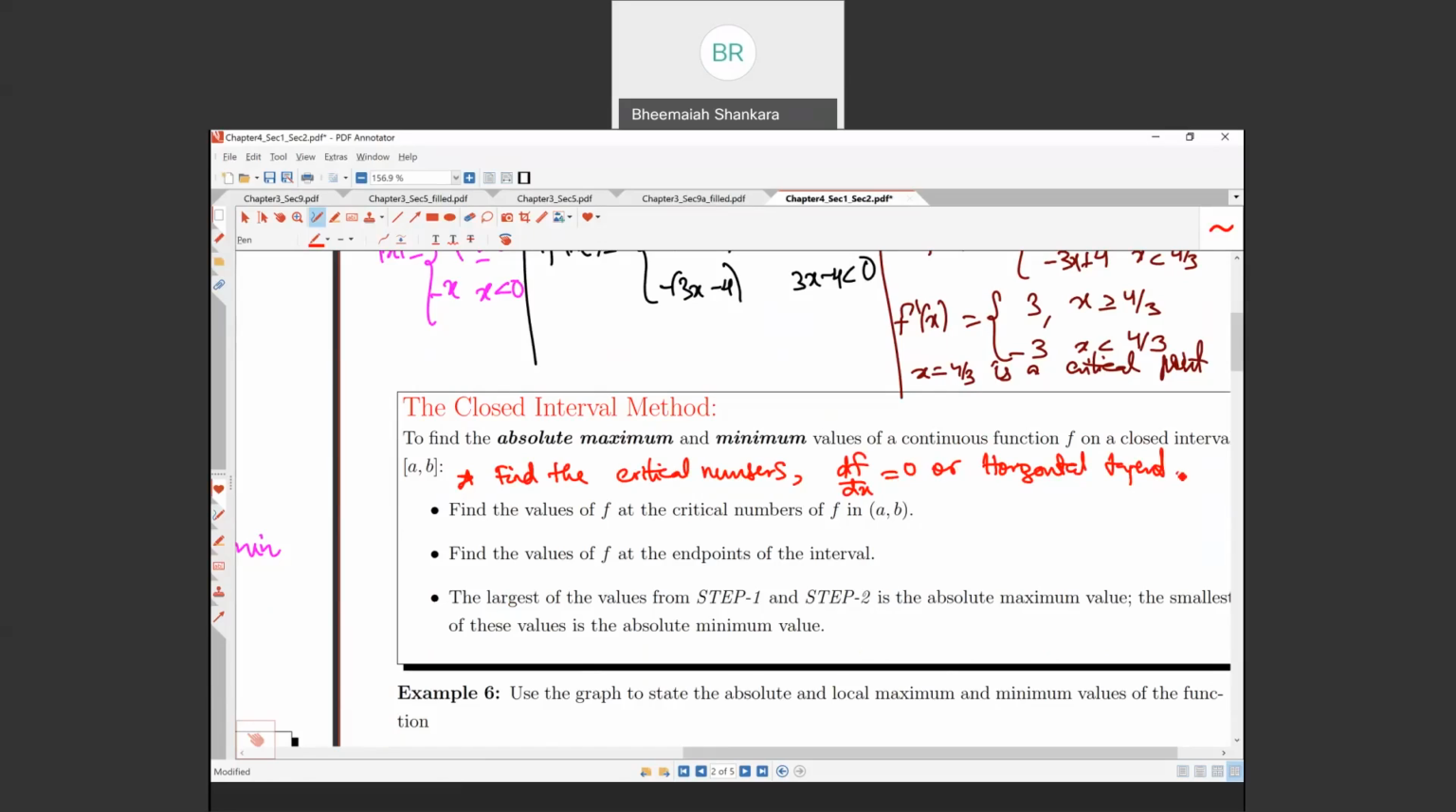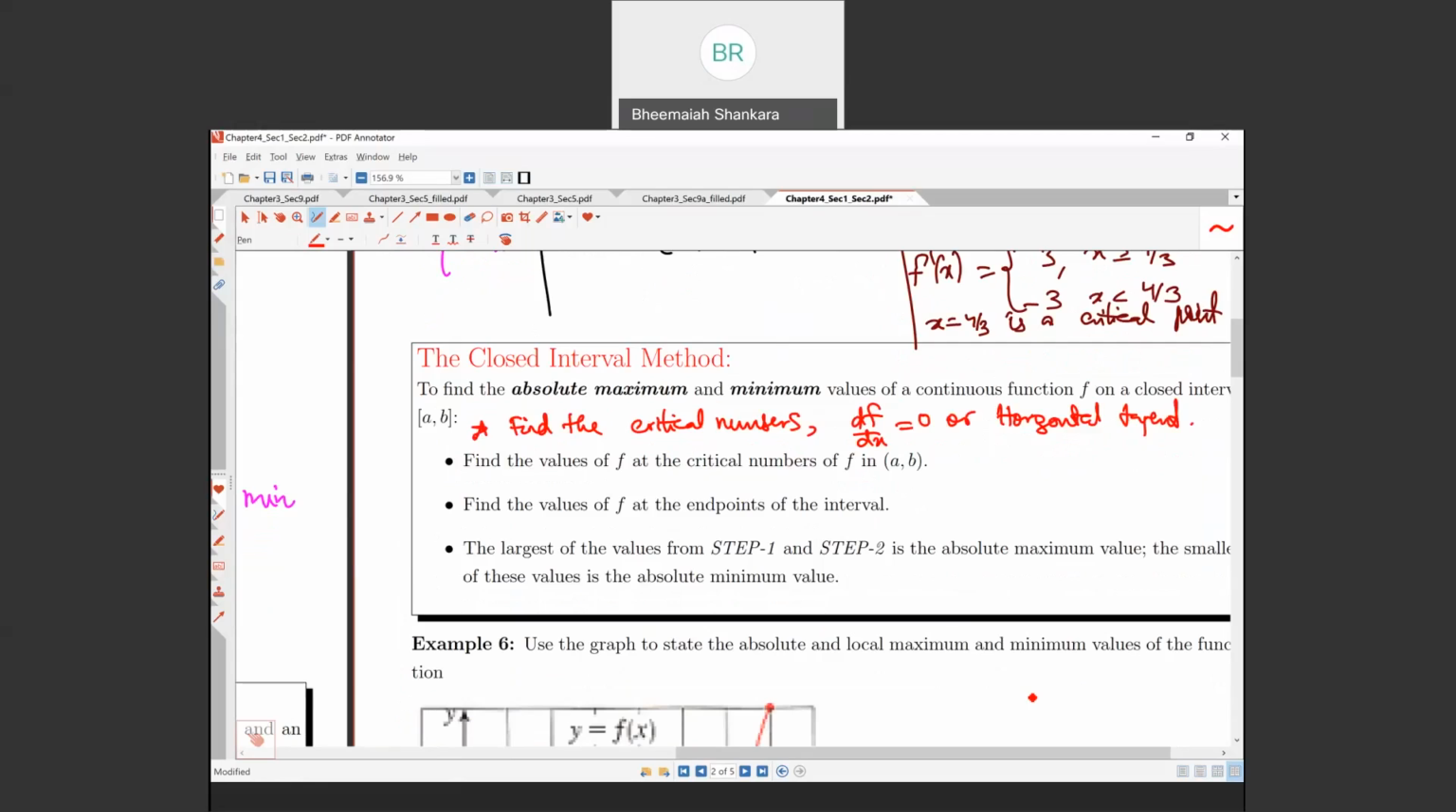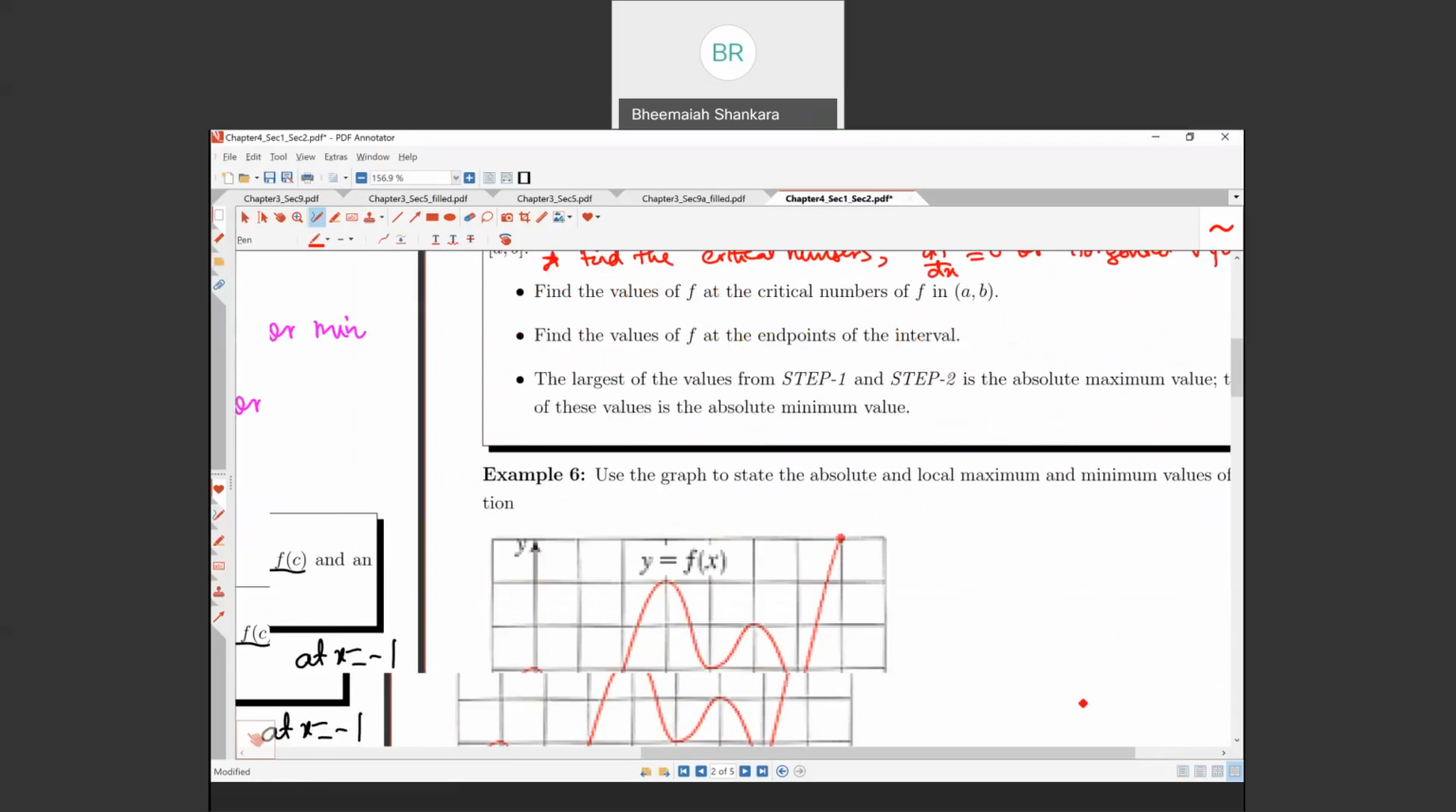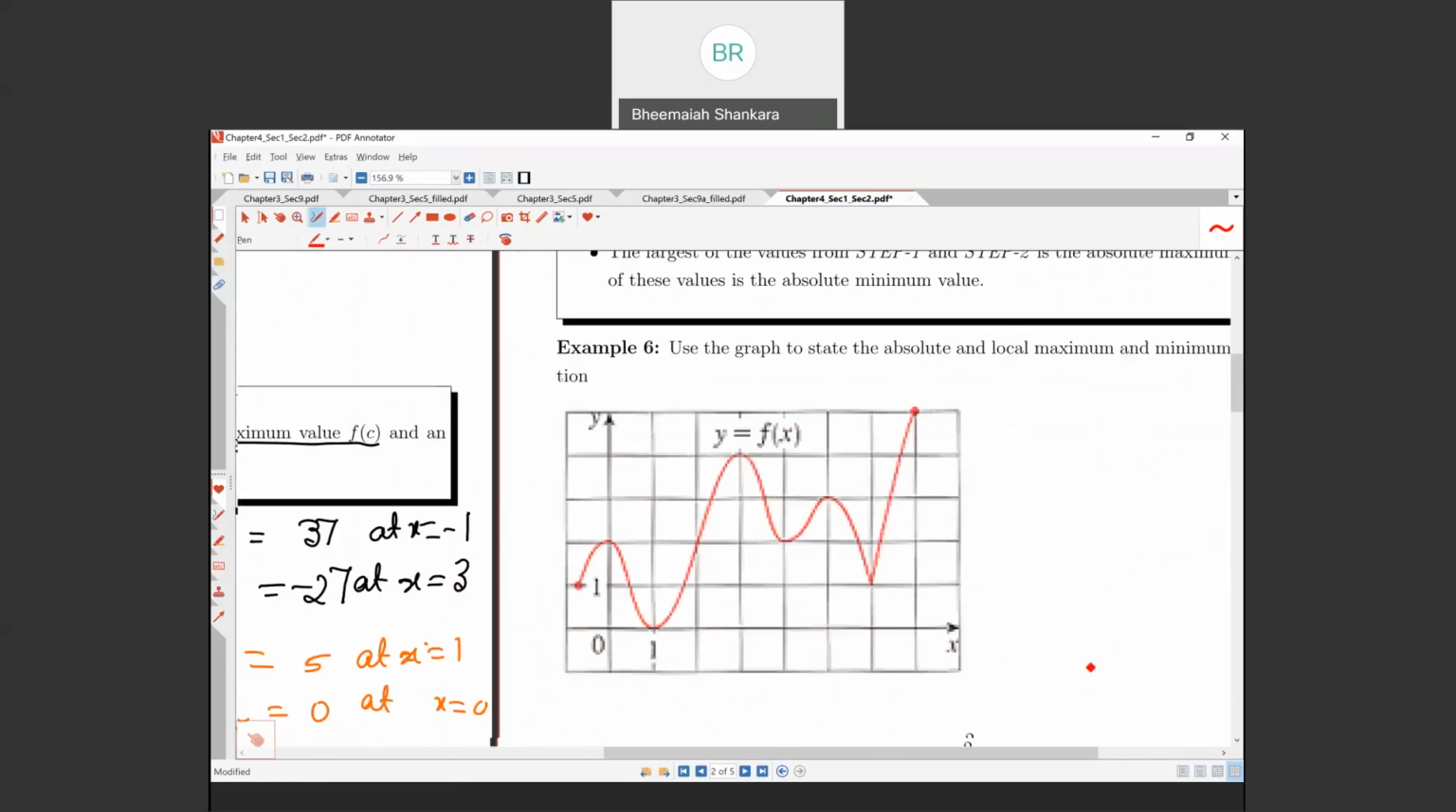So let's do this example. Use the graph to state the absolute max or min and the local max or min of the function.